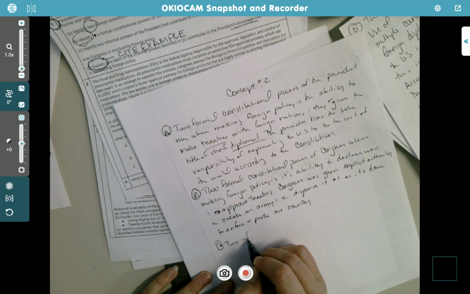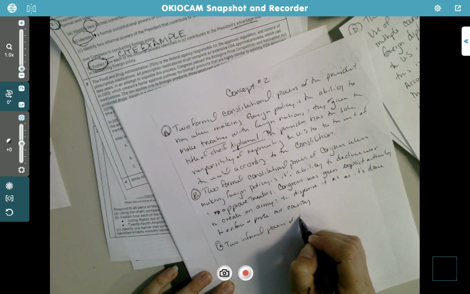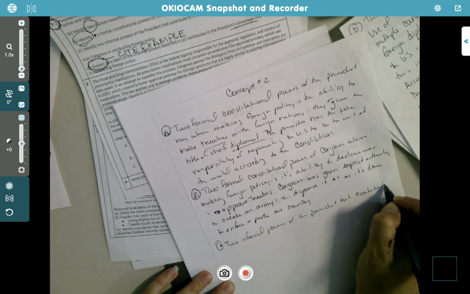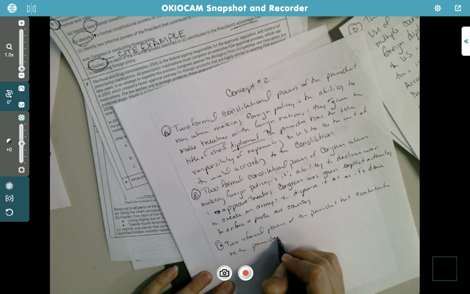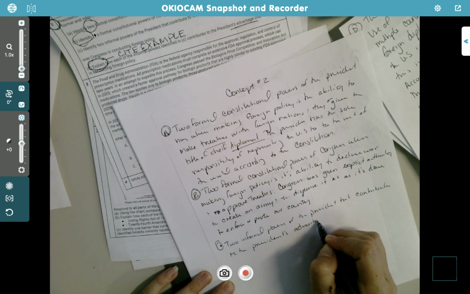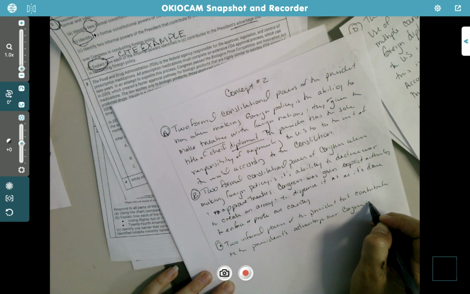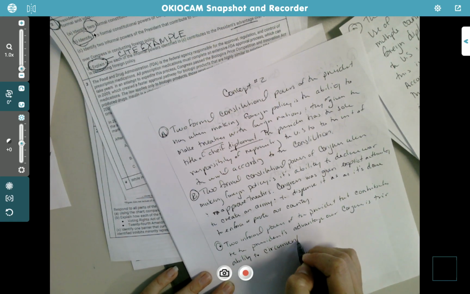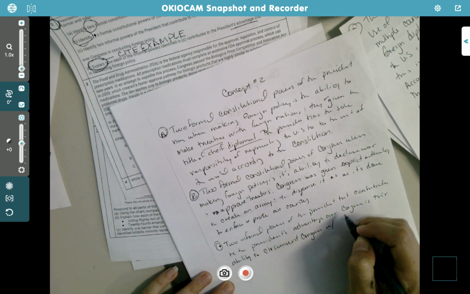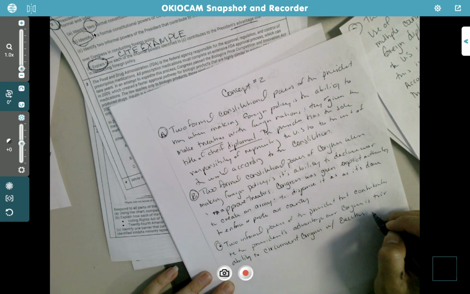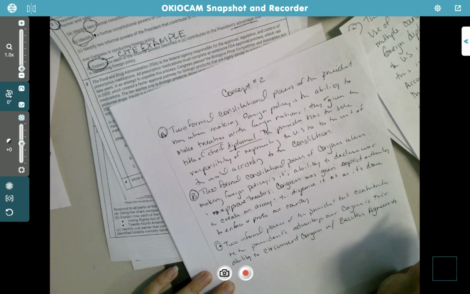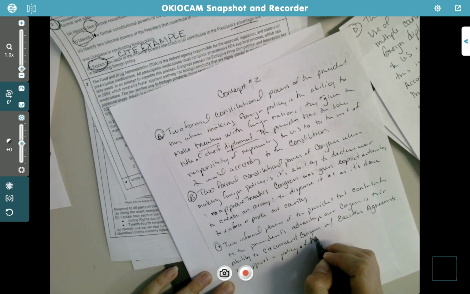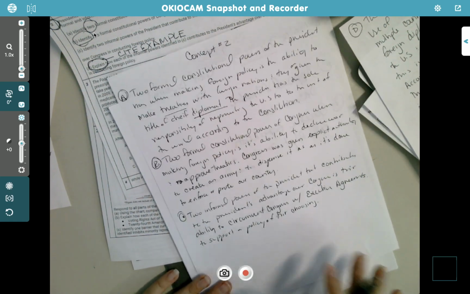Two informal powers of the president that contribute to the president's advantage over Congress is their ability to circumvent Congress with executive agreements to support a policy of their choosing. Period.